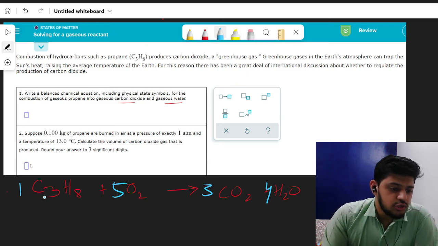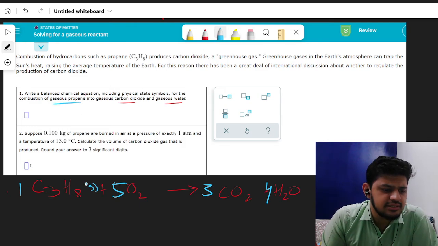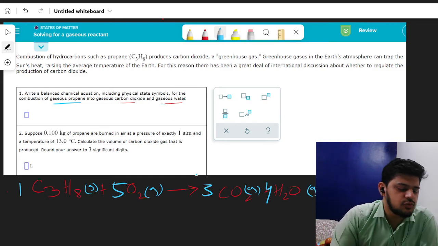So the first part is solved, and you just have to put the physical states of the symbols. It is simple. It is gaseous propane, so just put gas, and oxygen is also gas. Carbon dioxide is also gas, and the water is also gaseous, so it will be gas. Finally, the first part is fine.